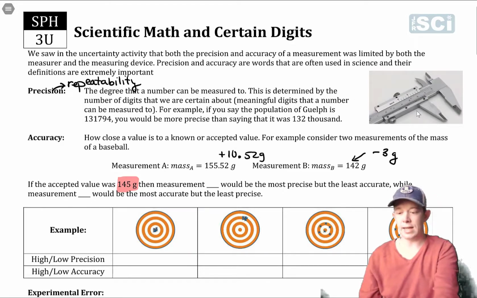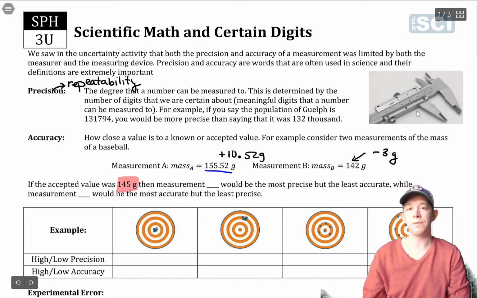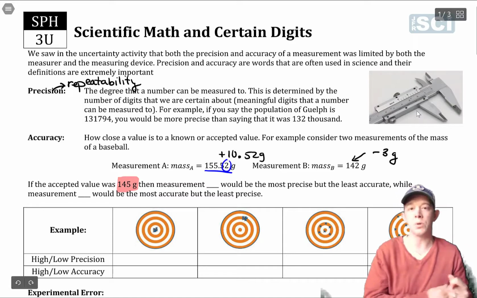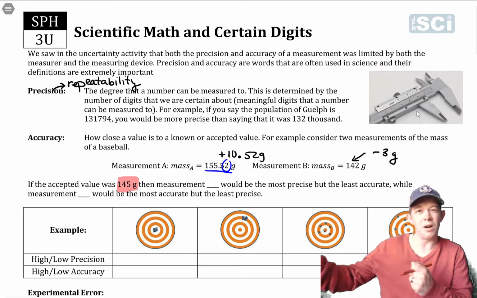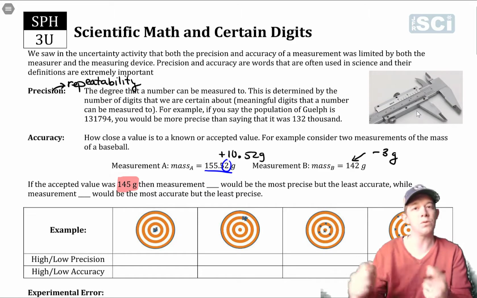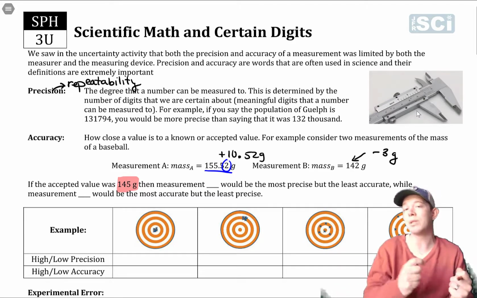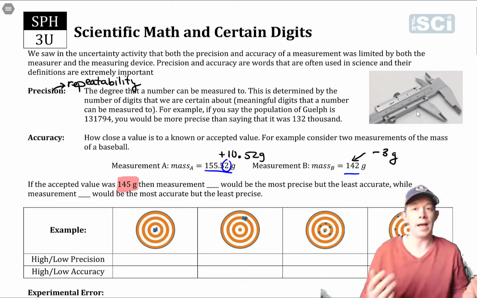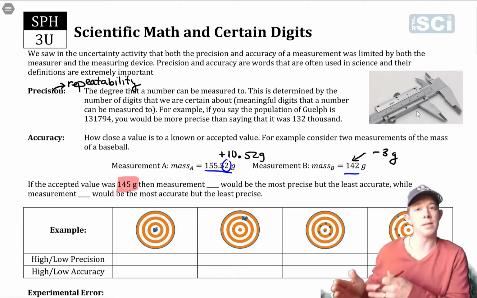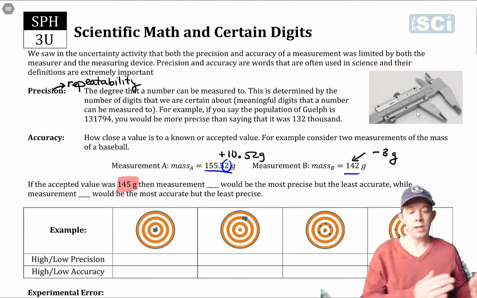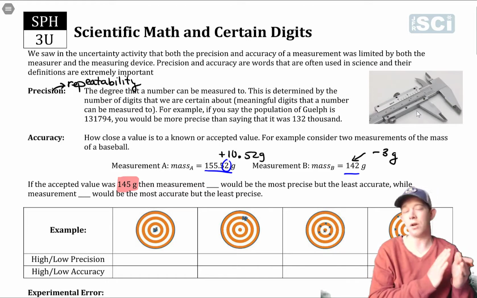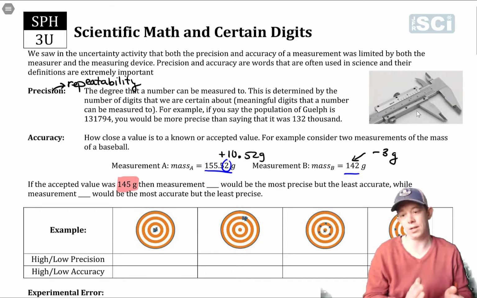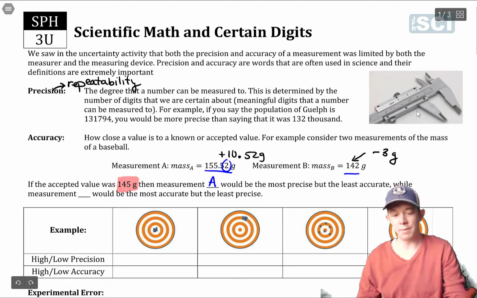If I'm looking at the case here, this 155.52 grams, it is more precise because I am more certain down to a higher degree of decimal places, right? I can be more precise with my measurement because my tool was able to get me 2 decimal places, where the same thing is not true about measurement B. It only had 142. There were no decimal places that I could be certain about. Okay, so when I'm looking at this sentence, it says if the accepted value is 145 grams, then measurement blank would be more precise but less accurate. Well, more precise, we said, was measurement A.